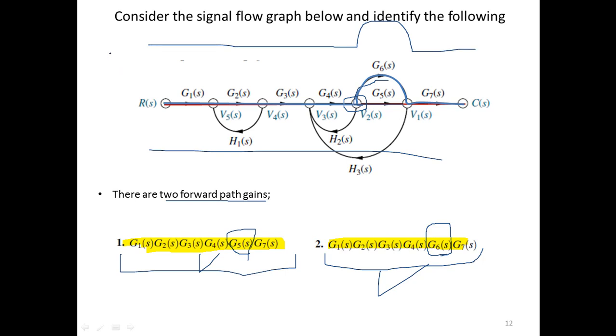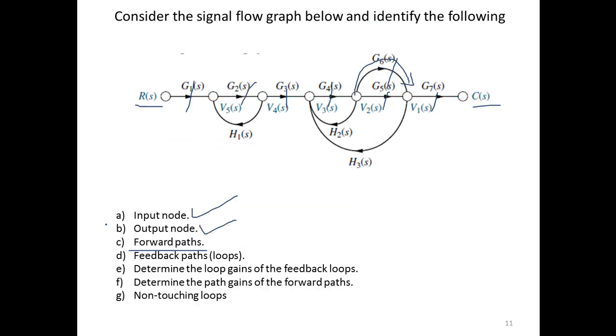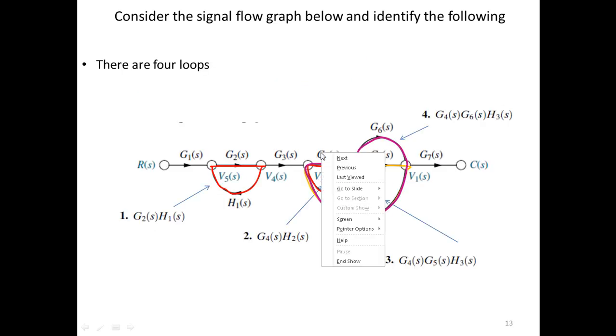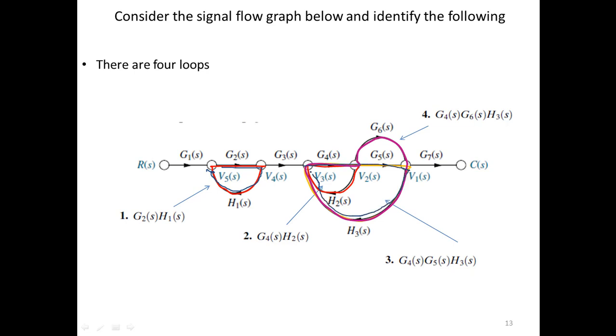So you have two paths. This one has this much gain, and this path has this much gain. The next thing you have to find is the feedback loops. You can see H1, H2, H3, yes, there are four actually. This is the first loop. Similarly, this is the second, this is the third in the yellow line, and this complete one is the fourth.